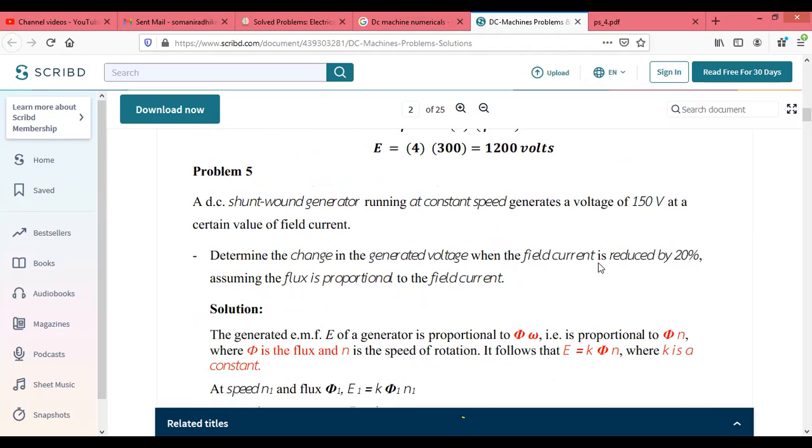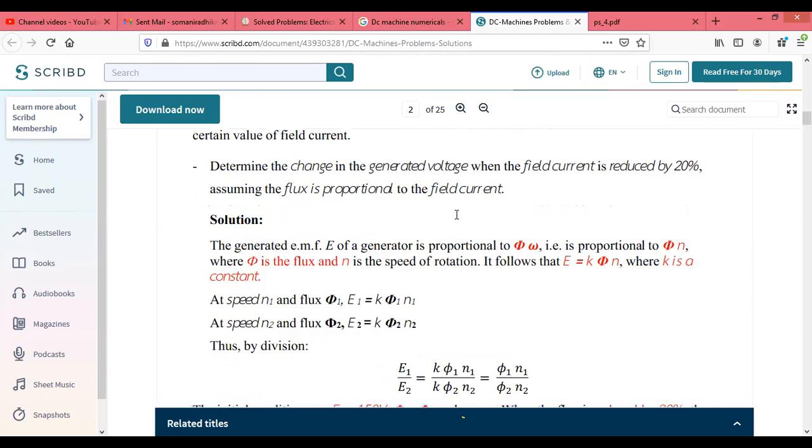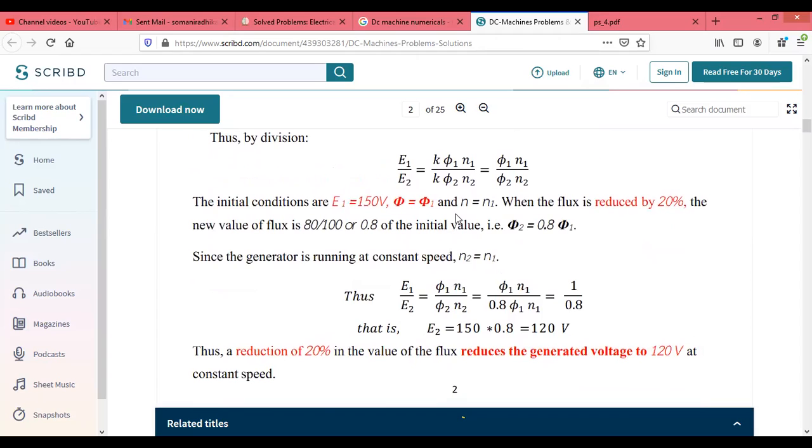When we consider that the field current is reduced, how will it reduce? It will reduce by 20%, assuming the flux is proportional to the field current. Field current, we know, is directly proportional to the number of fluxes. So the number of fluxes will reduce, meaning the field current will reduce. So we are taking phi 2 equal to 20% reduction, 0.8 phi 1. Here we are taking the speed as constant because they have given that the DC motor is running at a constant speed. So N2 equal to N1 equal to N. If you take it constant, N1 N1 will cancel, and phi 2 is obtained in the form of phi 1.